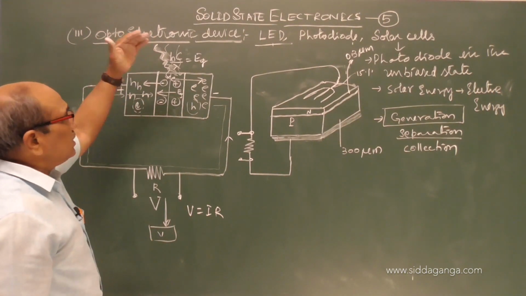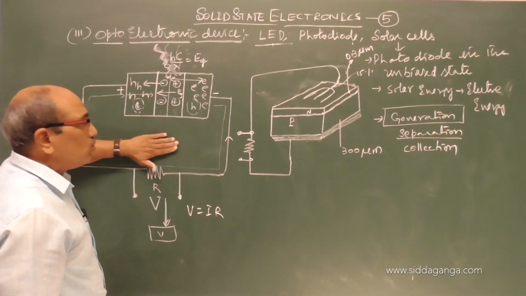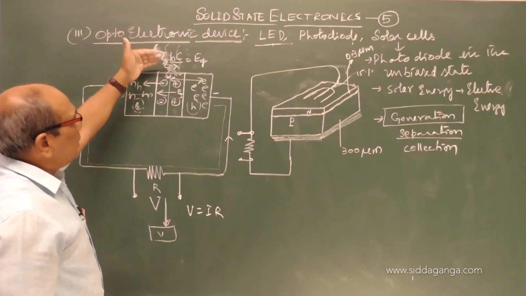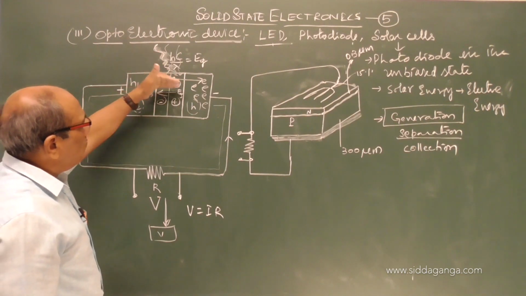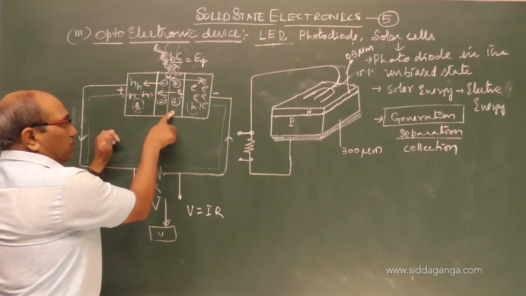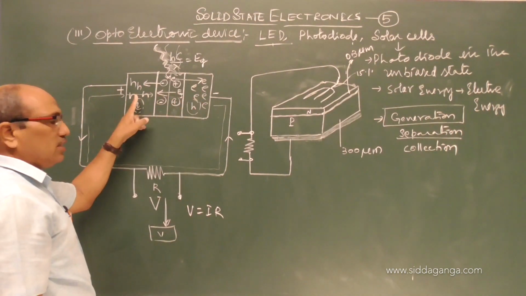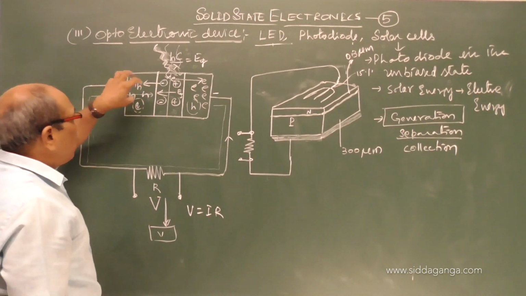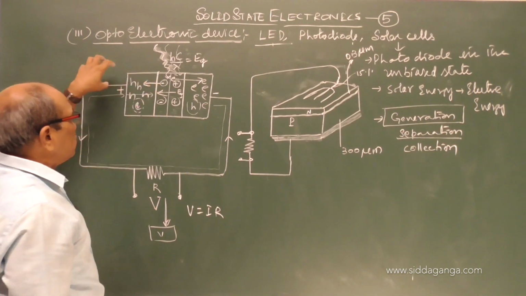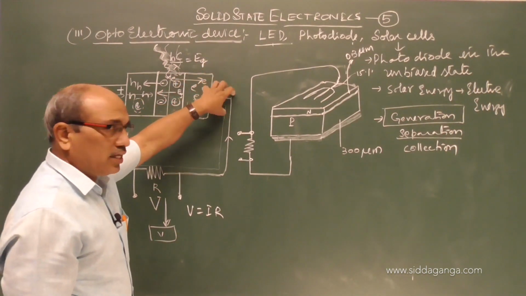Radiant energy, it is nothing but a photodiode. Unbiased, we are not supplying any external source. When radiation falls, electron-hole pairs are generated. Because of the strong electric field of the depletion layer, electrons move towards the N region, and holes move towards the P region. Hole concentration increases, so it appears positive. Electron concentration increases, so it appears negative.